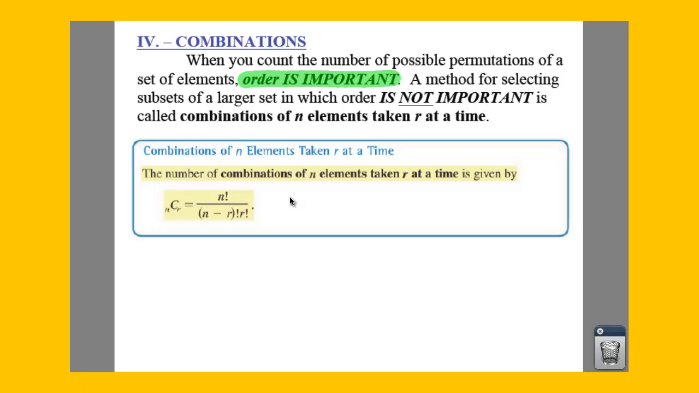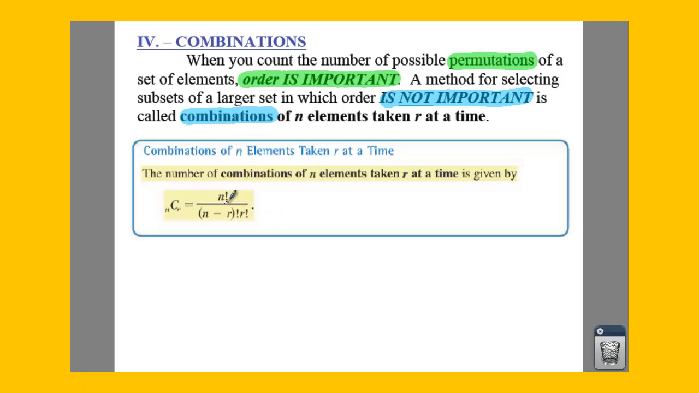Previously, we talked about finding different possible permutations, which is when your order is important. So if you have a set of elements and your order is important, you have permutations. Then we also have when your order is not important, and that is when you can take a combination. Not the combination lock, just a combination. The way we can talk about a combination is this formula.